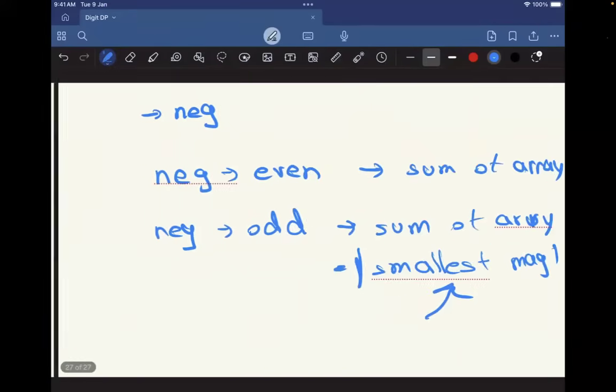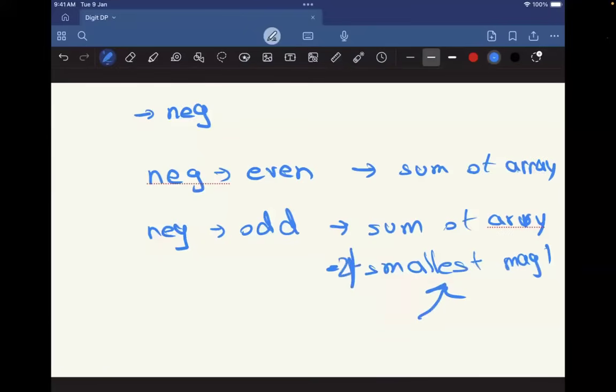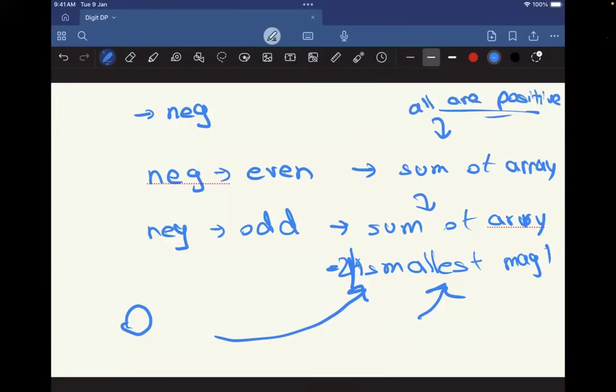Yeah, 2 into, correct. Because we are removing it from the sum of the elements, and also we are making it negative. Yes or no? Yes, there is a case when it is 0. So when it is 0, it is not considered. Yes or no, guys? And sum of the array, considering all are positive. Okay. Is this approach clear to everyone, guys?